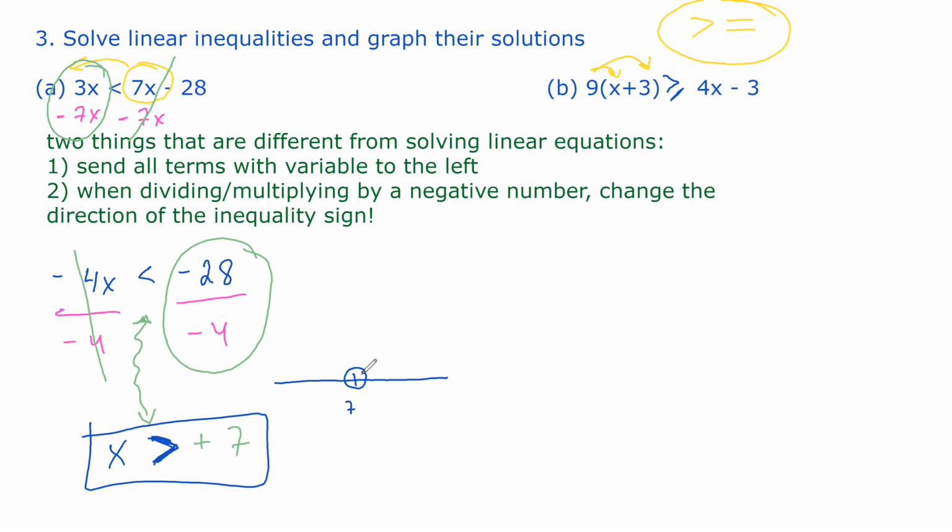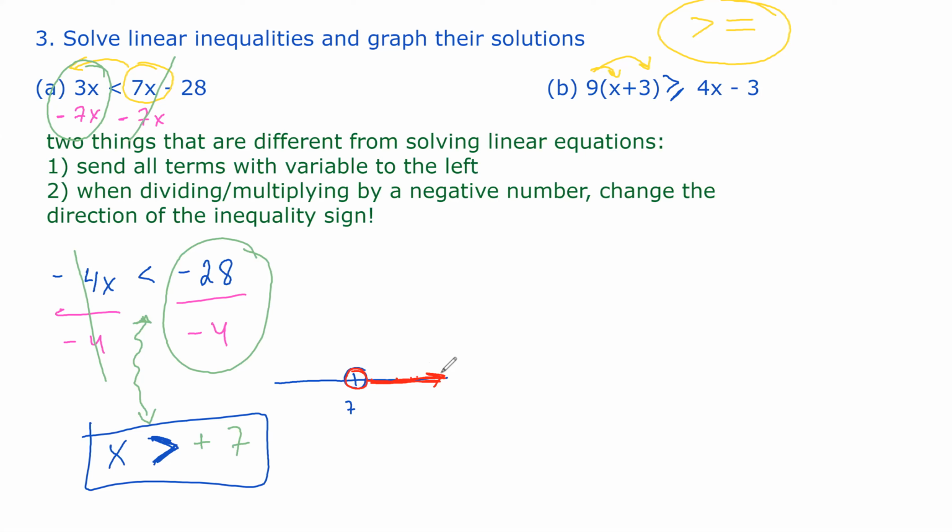Let me do another color. So excluding the 7, empty circle, right? Not shading it. And then shading everything to the right of it. So this line over here means that every single value over there satisfies the inequality, right? So it's a solution to the inequality. It satisfies the inequality.